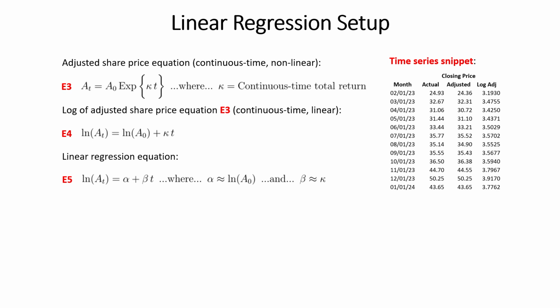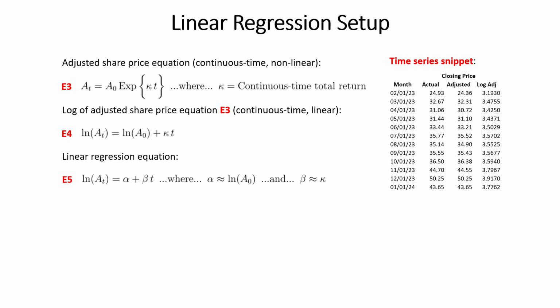So if you look at that time series snippet, here's a time series from Intel. Notice that we're going from February 1st, 2023 to January 1st, 2024. And the second column there, that's the actual share price. And then the third column there is adjusted share price, which is equation E3. And notice that adjusted share price is different, especially as you go up that time series.